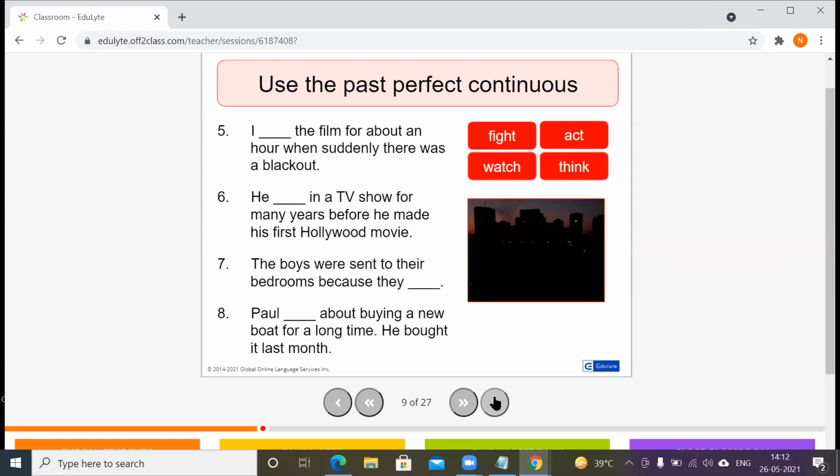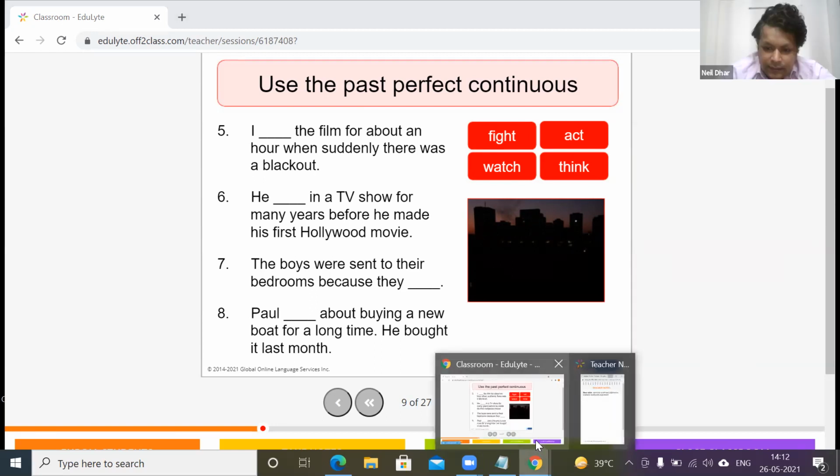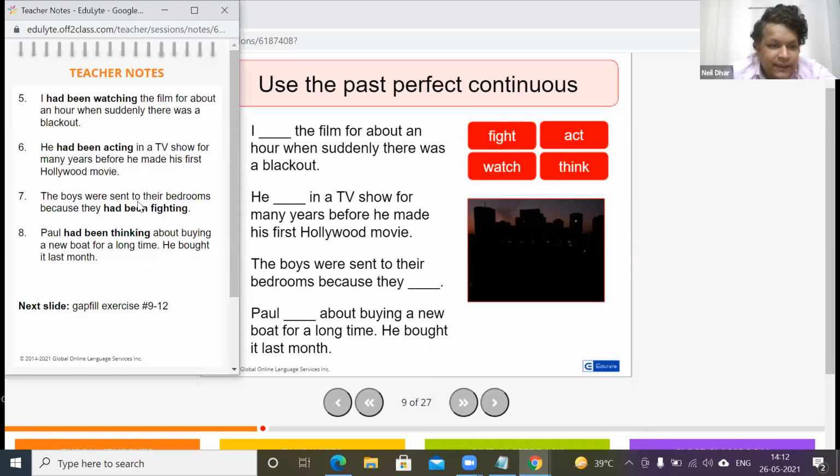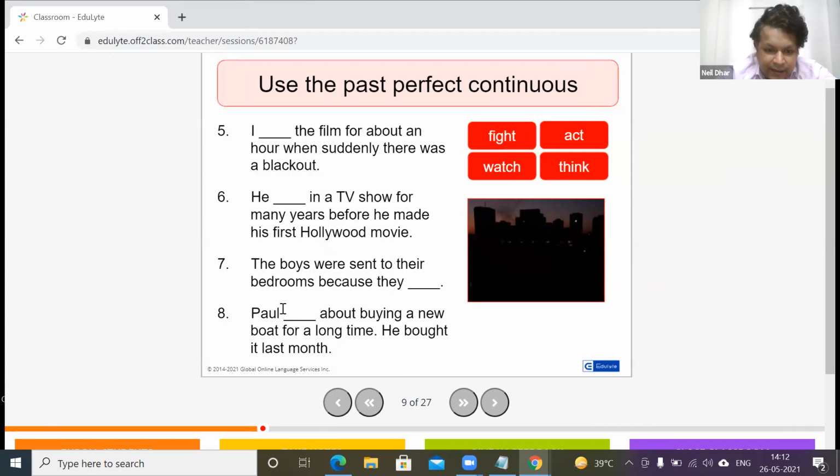The boys were sent to their bedrooms because they fought. Let's see which one would be the correct one. The boys had been sent to their bedrooms because they had been fighting. Next, number eight. Paul thought about buying a new boat for a long time. He bought it last month. So we can use thought, but if you want to make it continuous, Paul had been thinking. The boys were sent to the bedroom because they had been fighting. So over here, we can use that had been to add it.